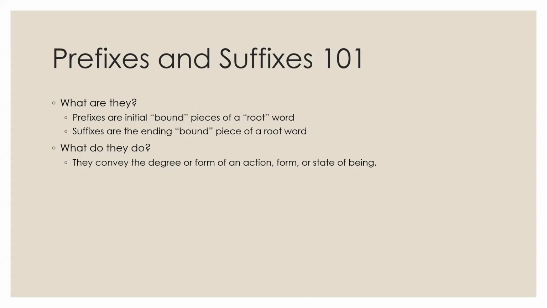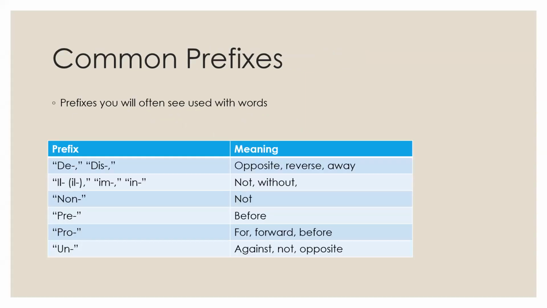You may have heard these before in terms of how an average word like complete can be changed, but we're going to go ahead and show you some of the differences in how words can be used. But before we start with that, we have to show you some examples of prefixes. The common prefixes that you will see are dis, il, im, in, non, pre, pro, and un. These have the meanings of opposite, reverse, away, not, without, before, for, forward, against, not, and opposite.